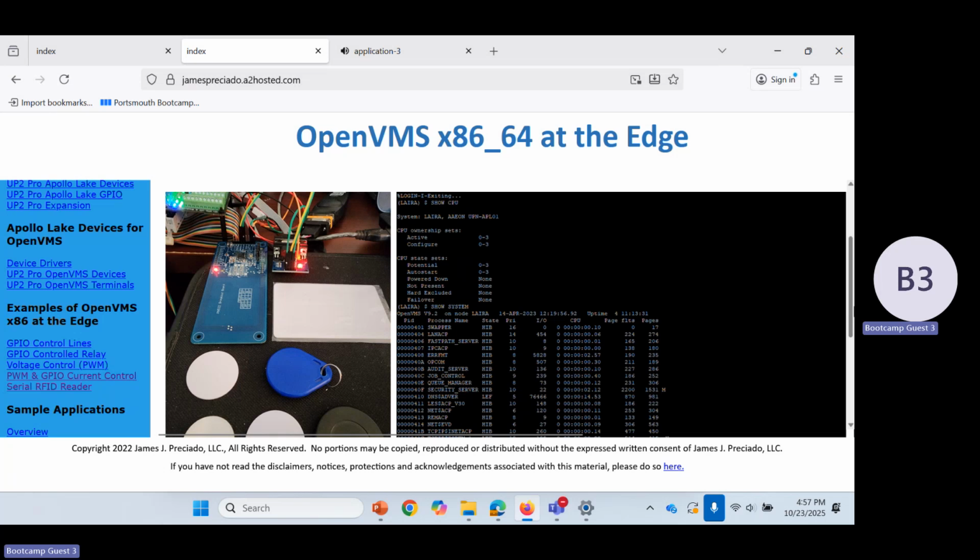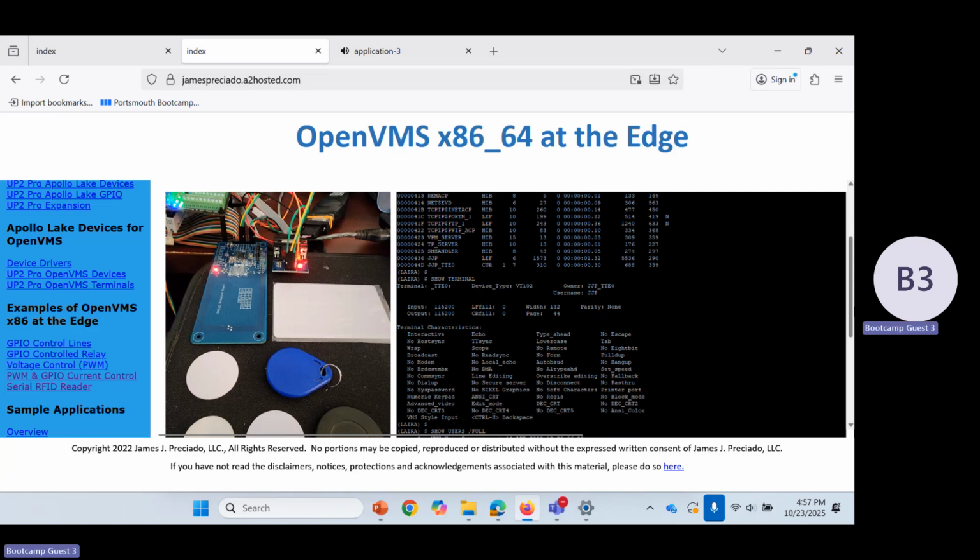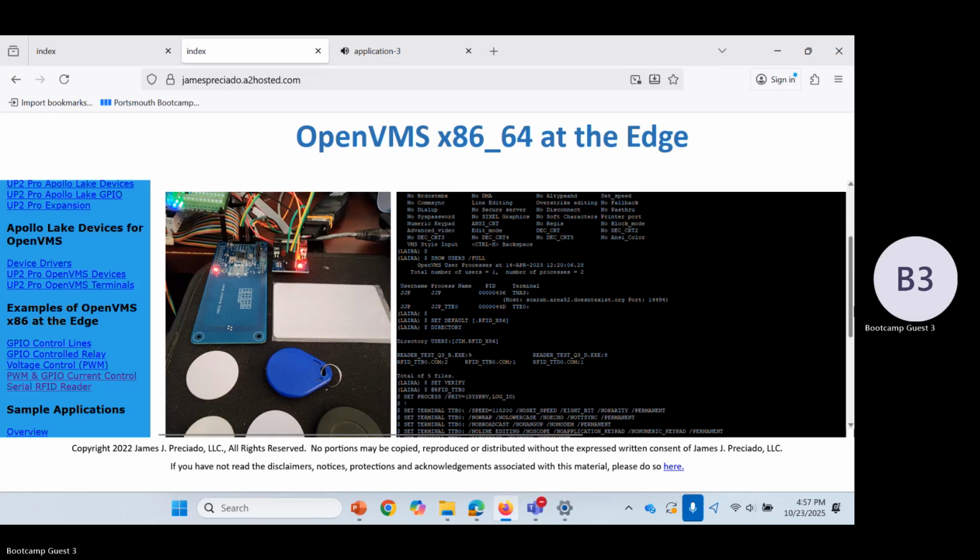Actually, I don't know if you just saw it, but I'm logged in on TTB0. There's TTE0, which has the RFID reader connected to it. There are the settings that are part of system startup to set the terminal settings.